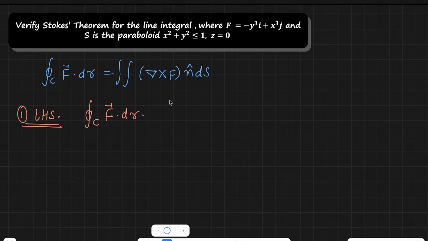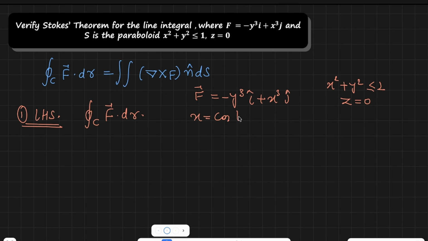First, what is your f? F is given as minus y cube i cap plus x cube j cap. And the region is given as a paraboloid, x square plus y square less than or equal to 1 and z equals 0. So if I am solving the line integral, I will convert this, because the region is circular, the cross section of the paraboloid will be a circle. So again you have to convert. I told you, whenever you have a circular kind of thing, you simply convert that into parametric form, and that parametric form should be x equals cos t and y equals sin t.